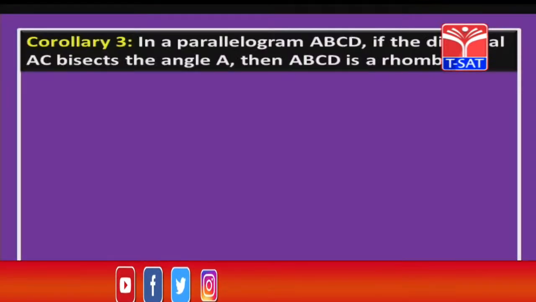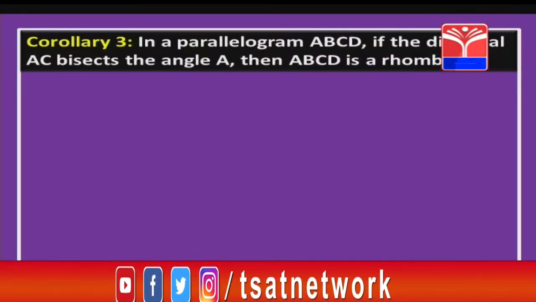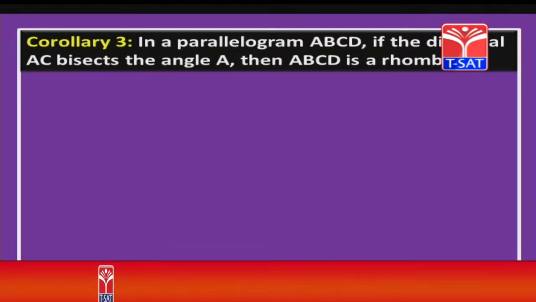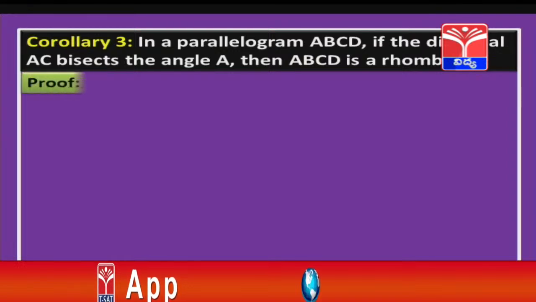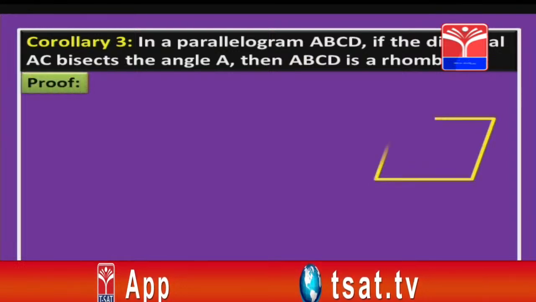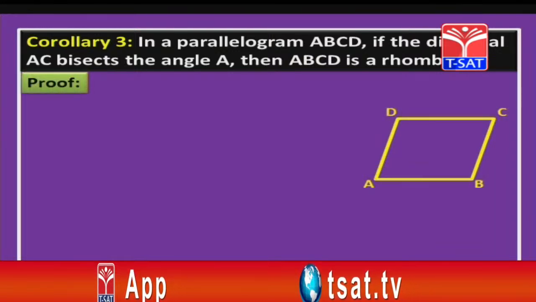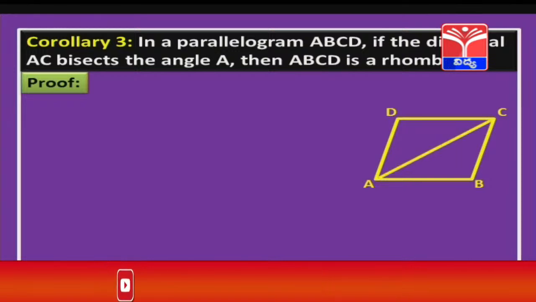So, children, we have seen two of the corollaries and we have proved the statements given in those corollaries. Now, let us move on to our next corollary. In a parallelogram ABCD, if the diagonal AC bisects angle A, then ABCD is a rhombus. Let us prove this statement, children. Let us consider the parallelogram ABCD, and what is given, children? Yes, AC is bisecting the angle A.